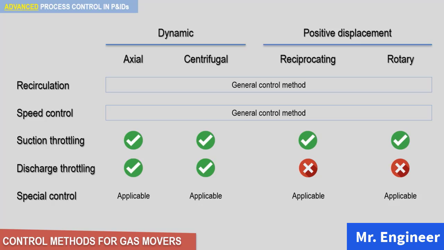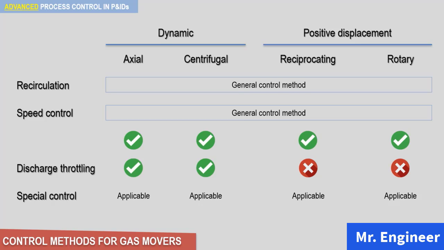The second method is the speed control, or VSD. Again, you can use this method of control for all gas movers. In this method, the shaft speed of the gas mover is adjusted through a mechanism. As it was mentioned in a previous video, the mechanism could be a VFD for electric motors or a governor for turbines.